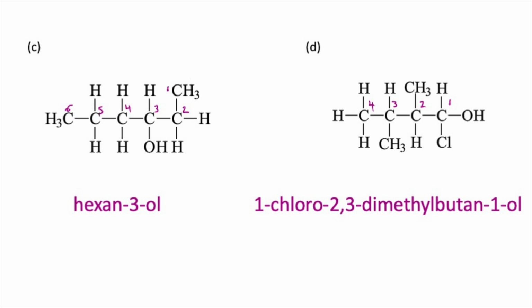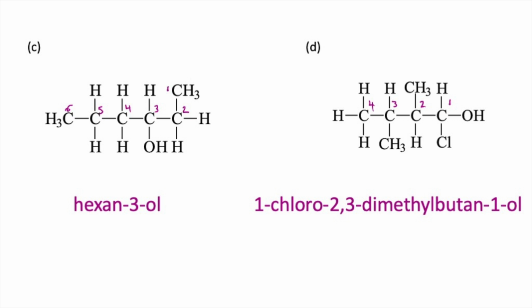So alcohol C here is called hexantriol. Now this is because the longest carbon chain that contains the OH group is 6 carbons long, and I've numbered the carbons here, and I've started at the end nearest the OH group, so I'm numbering right to left here, and the OH group is on carbon 3, and therefore this alcohol is called hexantriol.